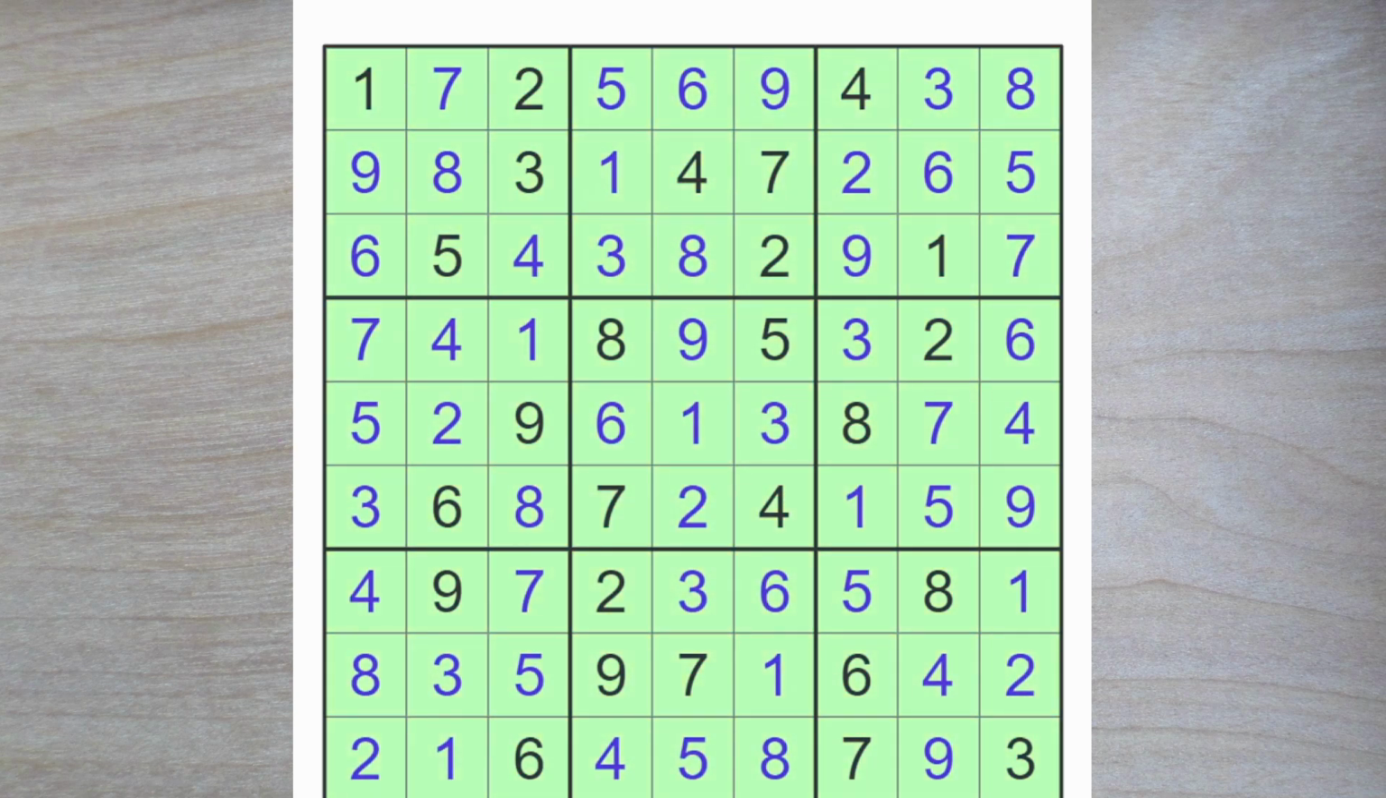I think you can see why this puzzle was so satisfying and enjoyable, at least for me.